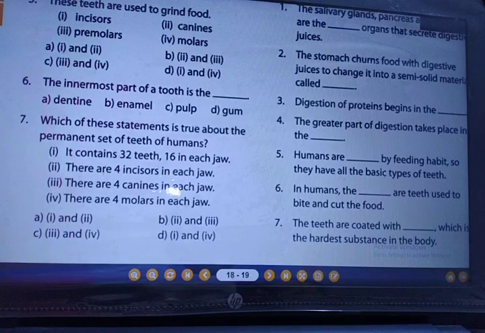A option is first and second, B option is second and third, C option is third and fourth, and D option is first and fourth. So the first statement, it contains 32 teeth, 16 in each jaw, is the right answer. So you can see option A and D. Now the second, there are 4 incisors in each jaw. Yes, this is also right. There are 4 molars in each jaw is wrong. So the right answer is A, first and second. It contains 32 teeth, 16 in each jaw, and there are 4 incisors in each jaw. Got it? Now we are moving towards question number 8.